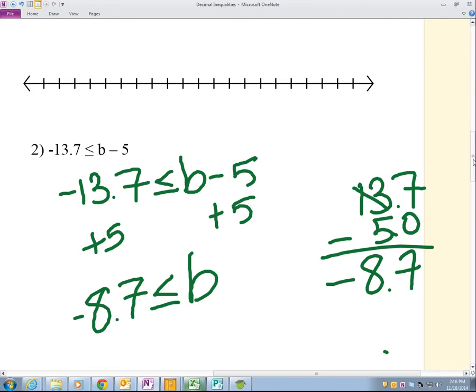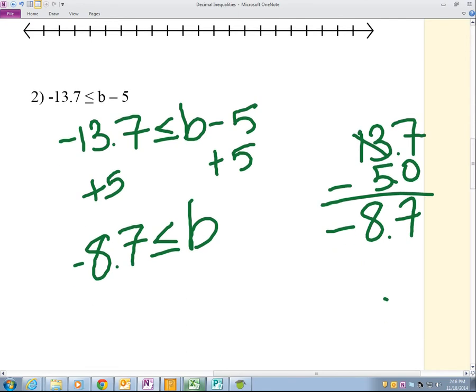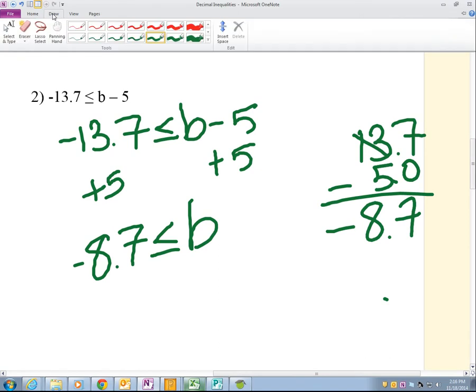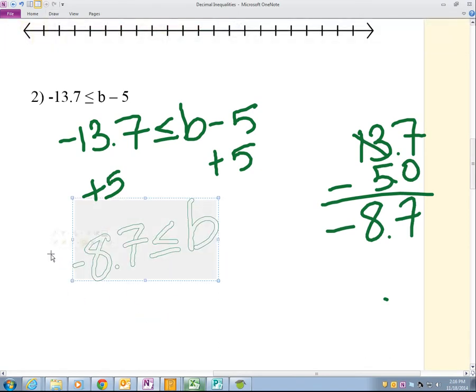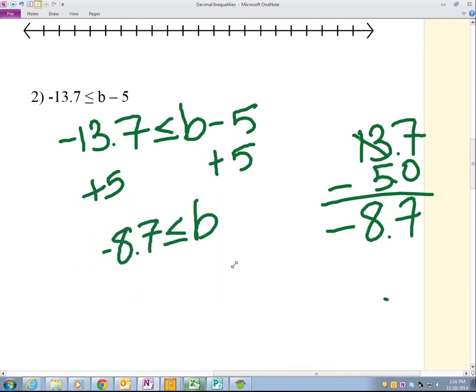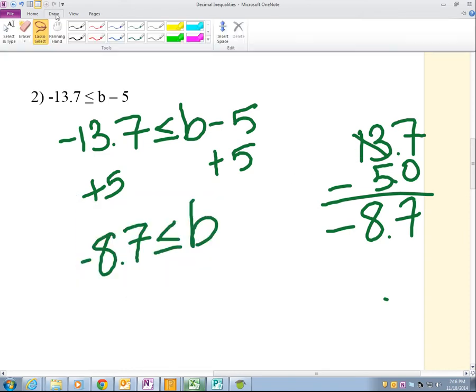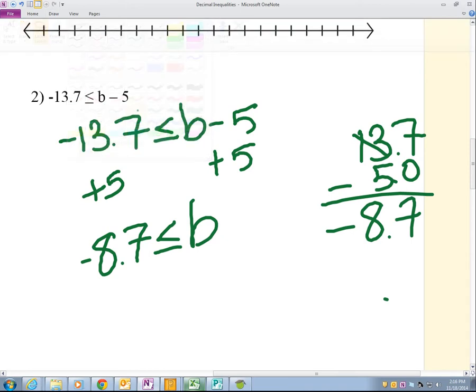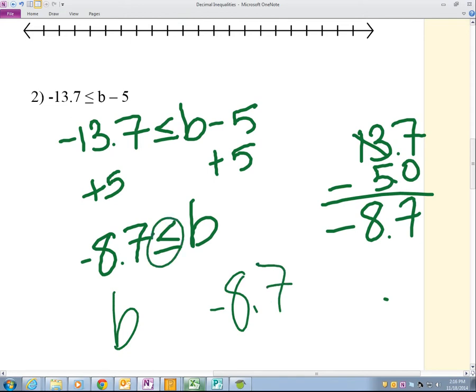I do want it to be on the left side. So, in order to flip everything, I have to flip the b over here, flip the negative 8.7 over here, and I'm going to do a flipperoo with that. So I'm going to graph this now.